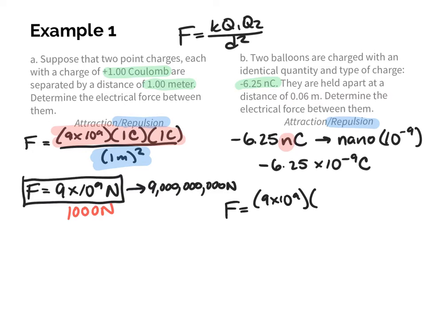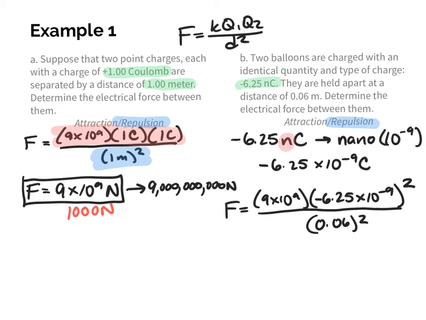We're going to multiply it by our 2 charges, which would be negative 6.25 times 10 to the negative 9th. Just to shorten this a little bit, since both of my charges are the same, like here I had 1 and 1, if both charges are the same, I can shorten this down to say squared. I'm going to square that charge because I'm going to multiply by the same number twice. And let's say that I'm going to divide it by the distance, and here the distance is 0.06, and that's going to be squared. So again, that's going to give us our overall force of repulsion between these 2 balloons.